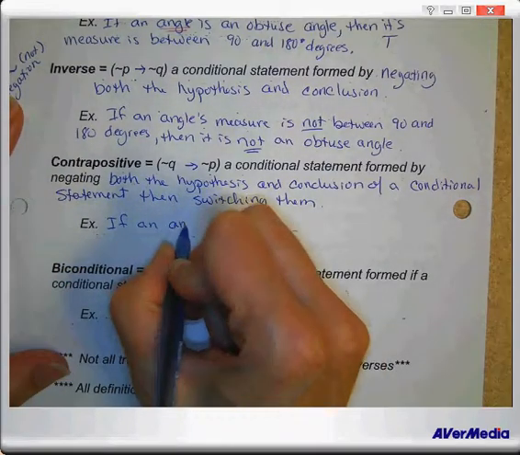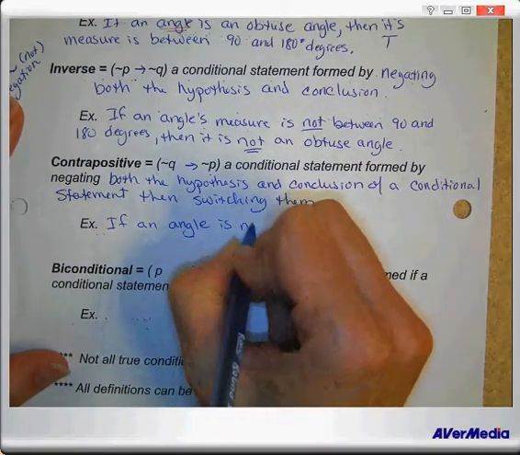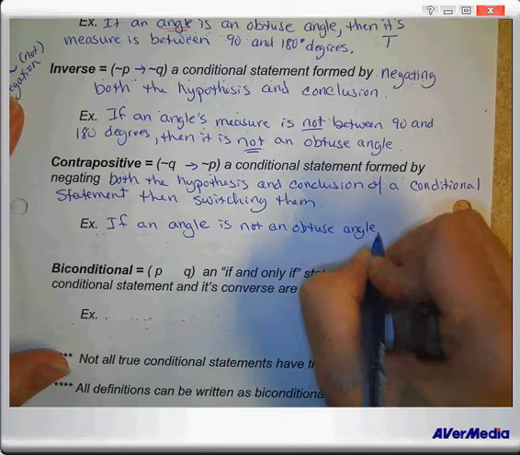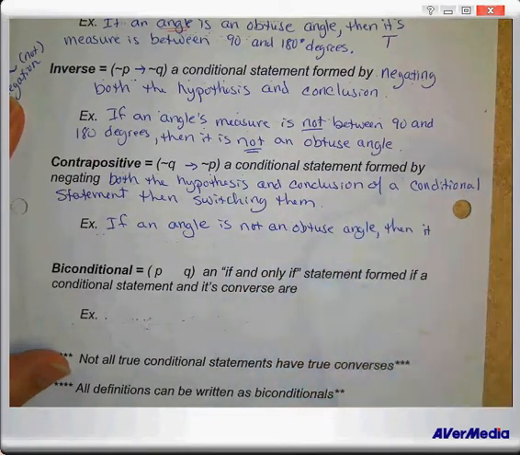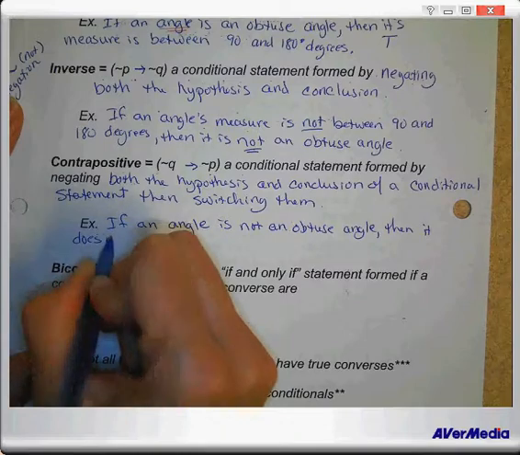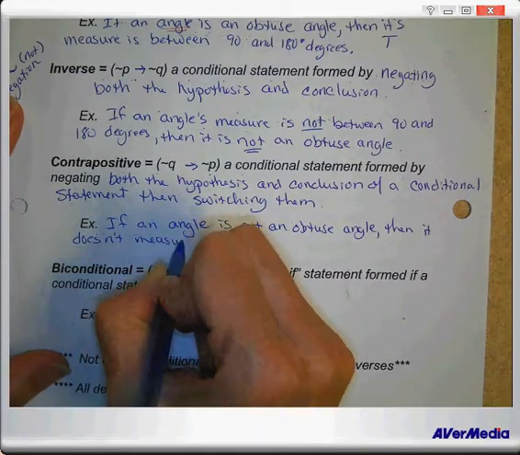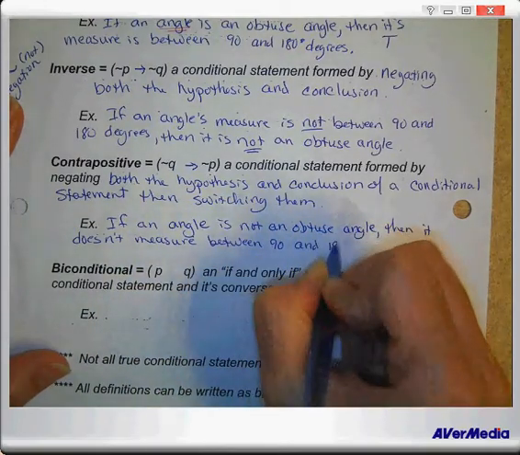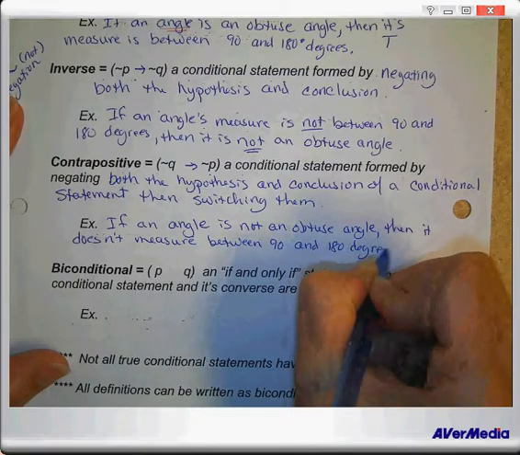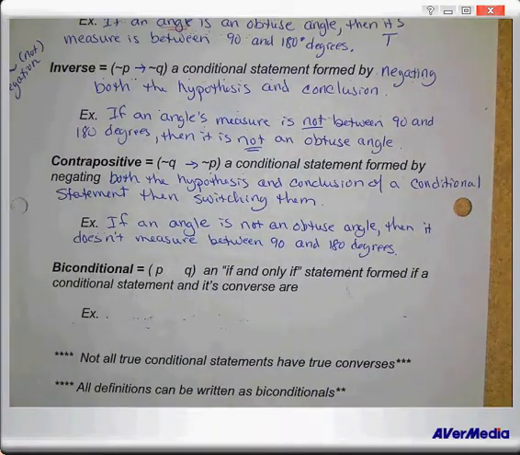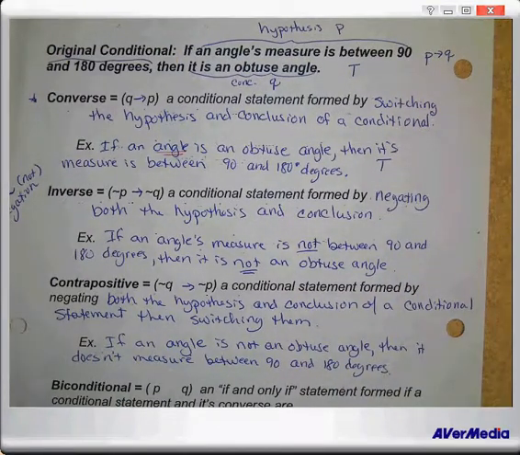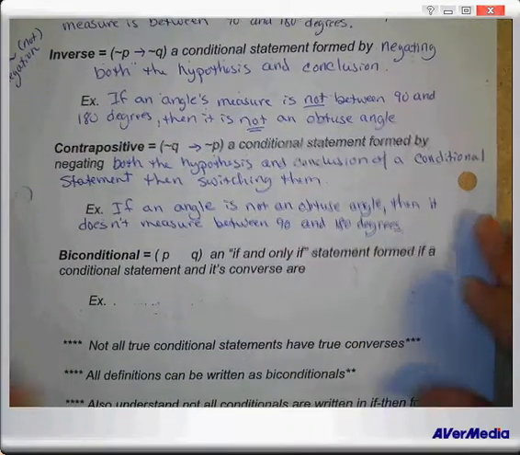If an angle is not an obtuse angle, then it doesn't measure between 90 and 180 degrees. I gotta love this because it's simple. We flip-flopped it. Now remember, we're still always going back to this first phrase. If the angle's measure is between 90 and 180 degrees, then it's an obtuse angle. So it's really kind of cool.